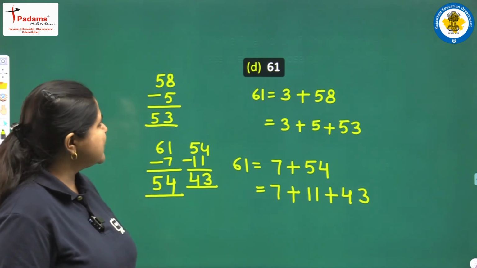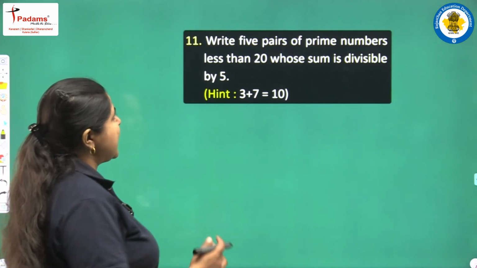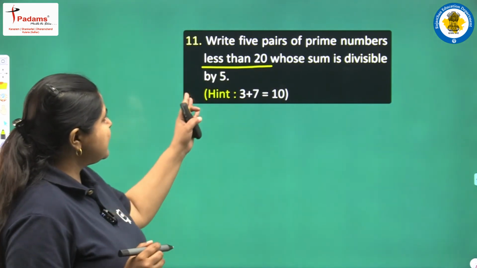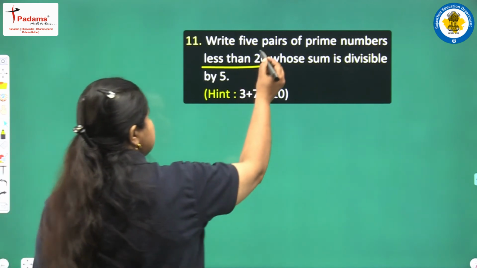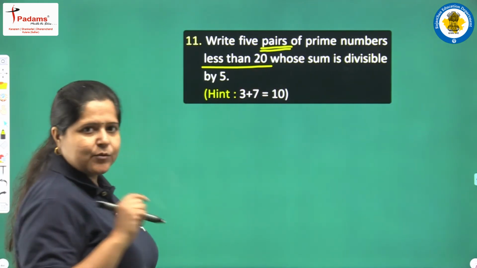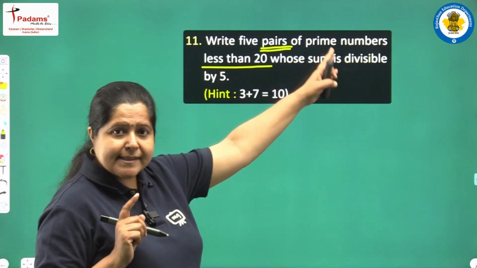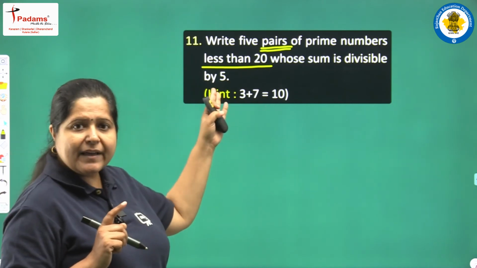Then we have question number 11. Write 5 pairs of prime numbers less than 20 whose sum is divisible by 5. We have to write 5 pairs. Pairs means taking up two numbers at one time. We have to take two prime numbers such that when we add them, then the sum is divisible by 5.